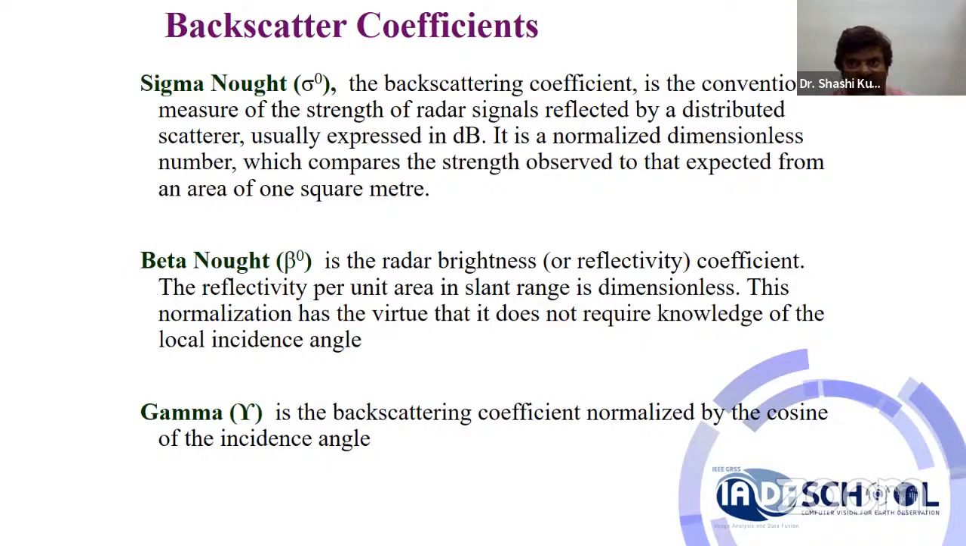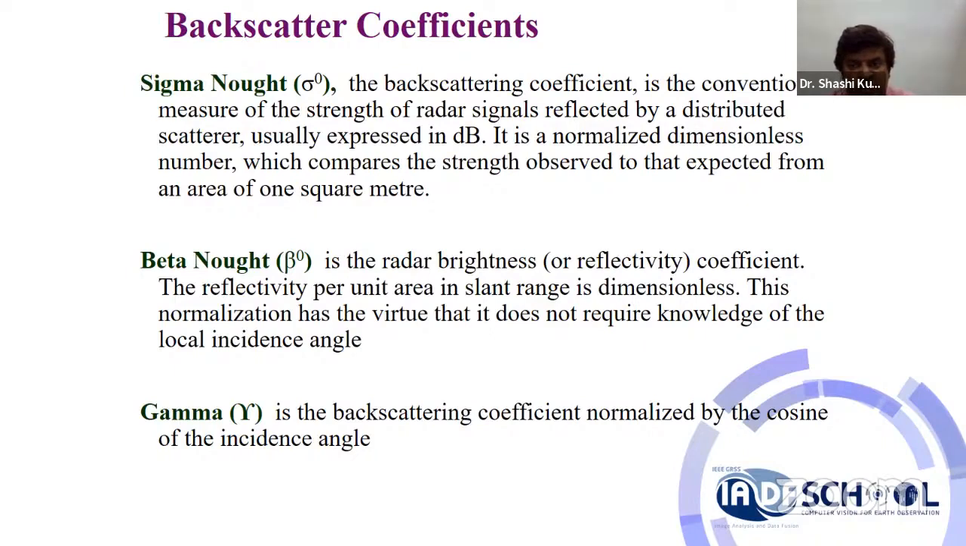also used. The sigma naught backscatter coefficient is a conventional measure of the strength of the radar signal reflected by the distributed scatterer. So in the linear scale, the values will range from 0 to 1. But it is usually expressed in dB, so that the values change from positive to negative. So the values will be represented as minus 12, minus 13, minus 20, like that. It is a normalized dimensionless number which compares the strength observed to that expected from an area of 1 square meter. Now, beta naught is also a similar kind of measurement.